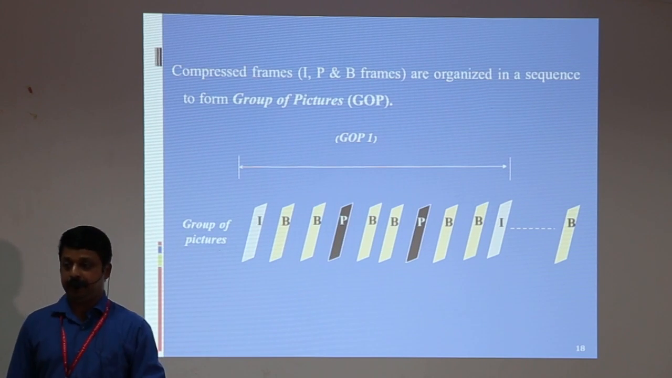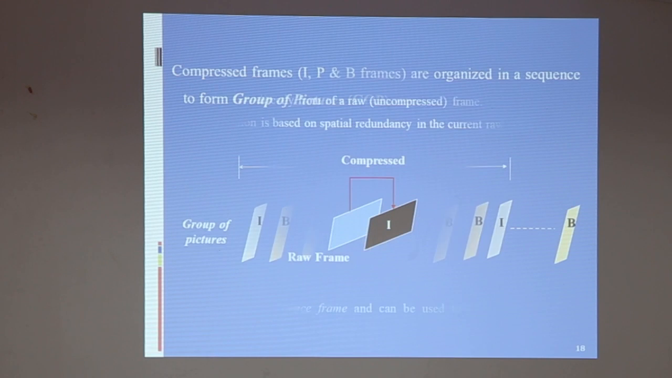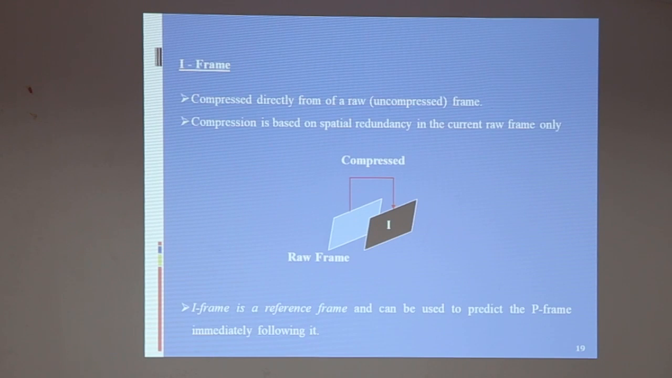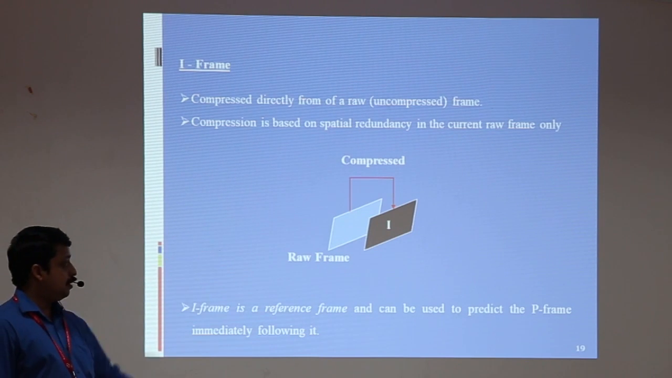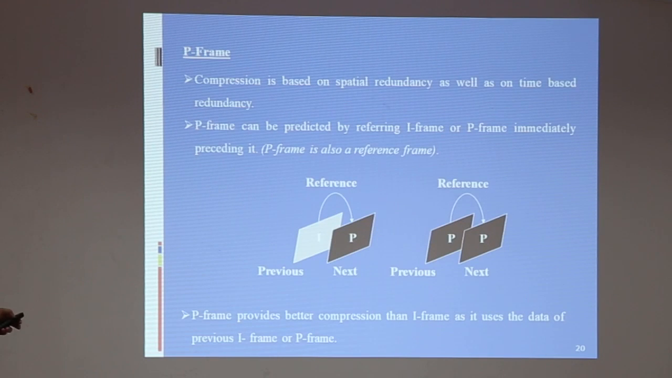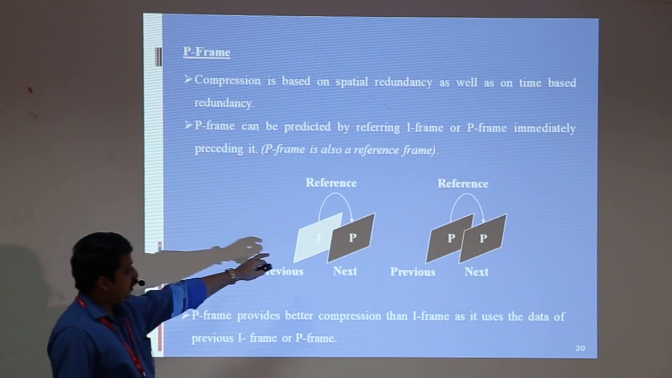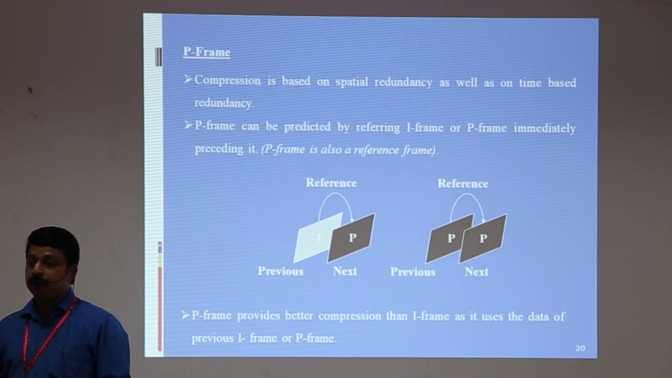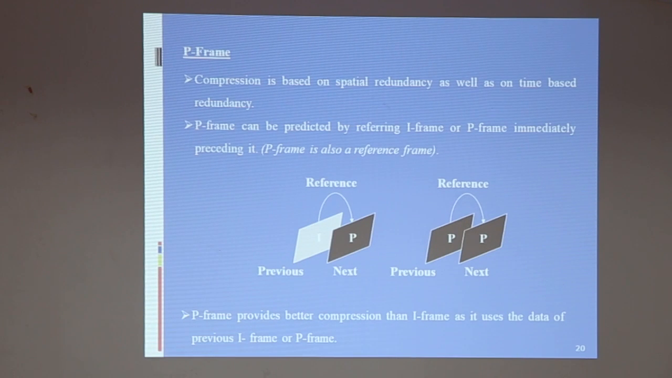So that can also happen. Now, say in the I frame, we will not be referring to any other things, and we will be compressing it. So it is basically a reference frame and can be used to predict the P frame immediately following it. Now say in P, that will be referring to I, or P may be referring to some other P also. So a P frame can be referring to some other P frames also.